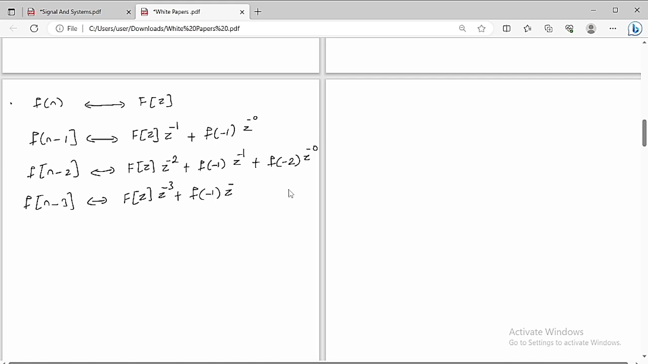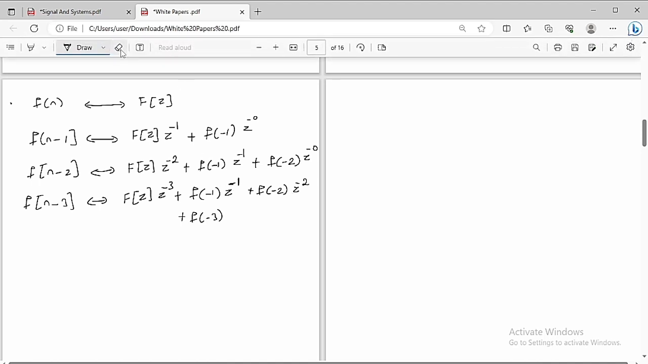Wait a second, let me clarify. F of z into z to the power of minus 3, then f of minus 1 with z to the power of minus 1 only, then f of minus 2 with z to the power of minus 2, plus f of minus 3. A small correction here, let me rub this part, this is not there. Okay, so listen. F of n means f of z, right? F of n minus 1 means f of z into z to the power of minus 1. Then go from f of minus 1. So if you have got this minus 1 here, stop it.